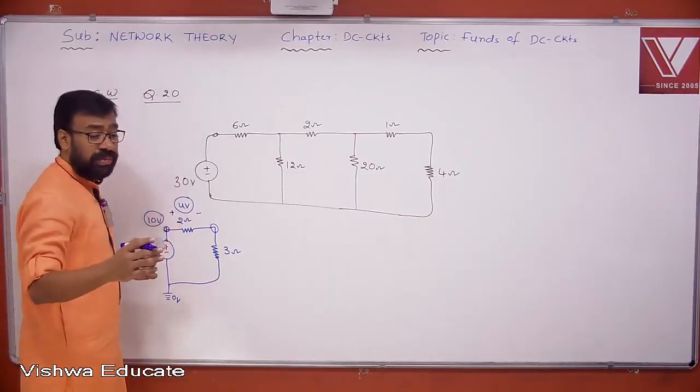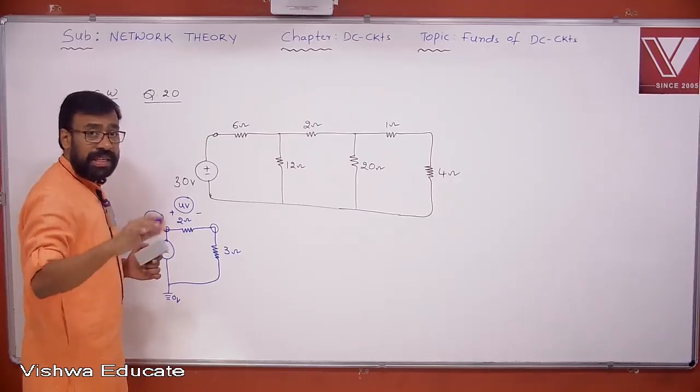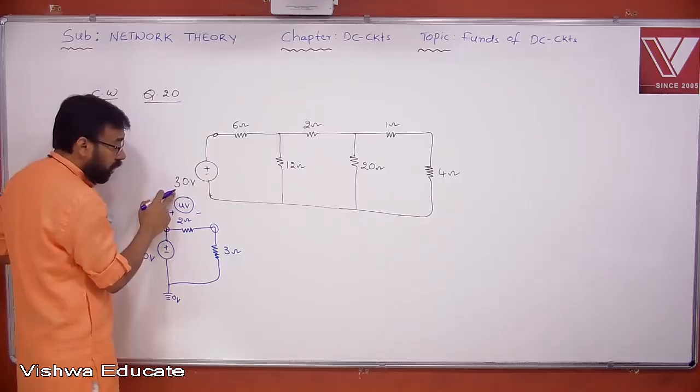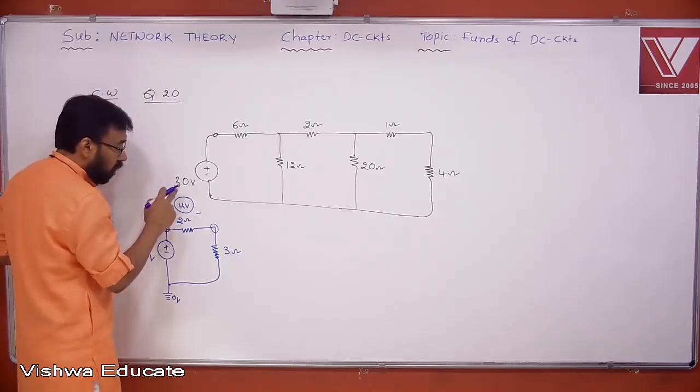Higher potential to lower potential, whenever you jump, what will happen? There is a decrease in voltage. That means you drop the voltage. How much you need to drop here? 4 volts. So 10 volts, drop 4 volts.